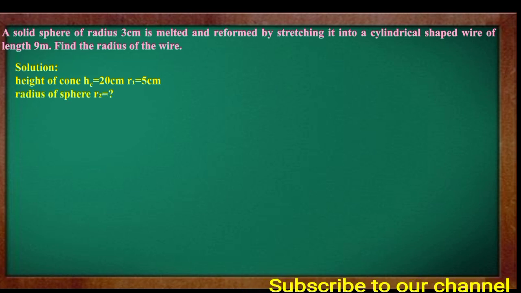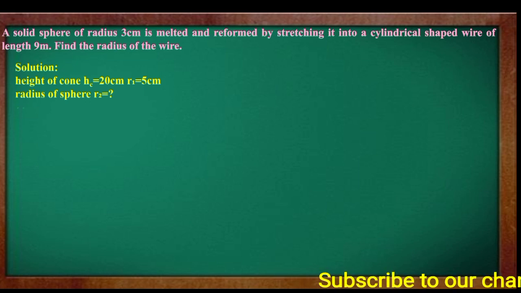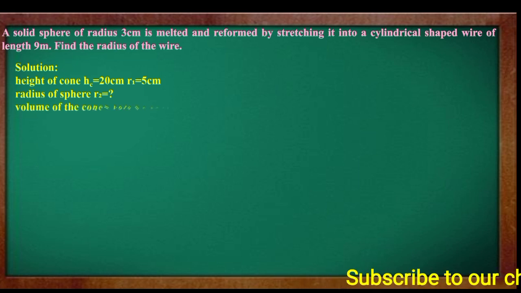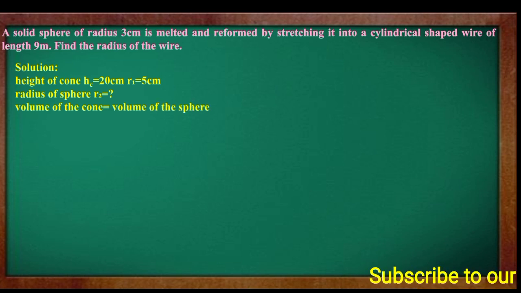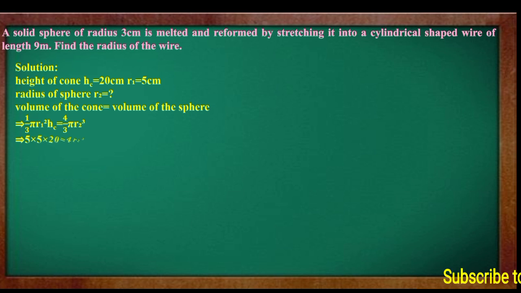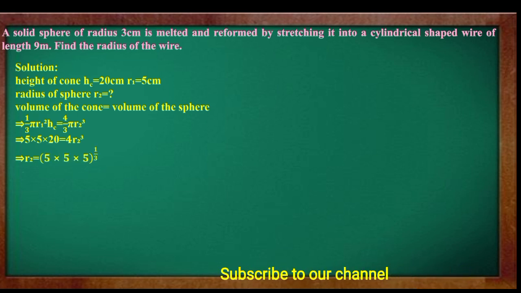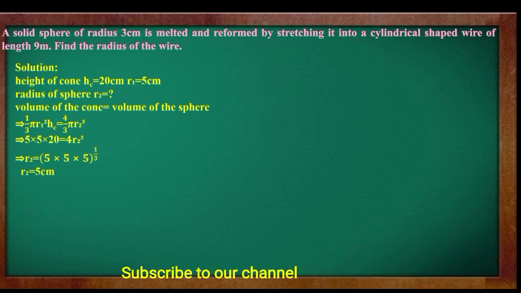Let the height of the cone be 20 cm and r1 be equal to 5 cm. The radius of the sphere is equal to r2. We know the volume of the cone is equal to the volume of the sphere. Substituting in the formula, volume of cone is 1 by 3 pi r square h and volume of the sphere is 4 by 3 pi r cube. Calculating, we get the radius of the sphere is equal to 5 cm.